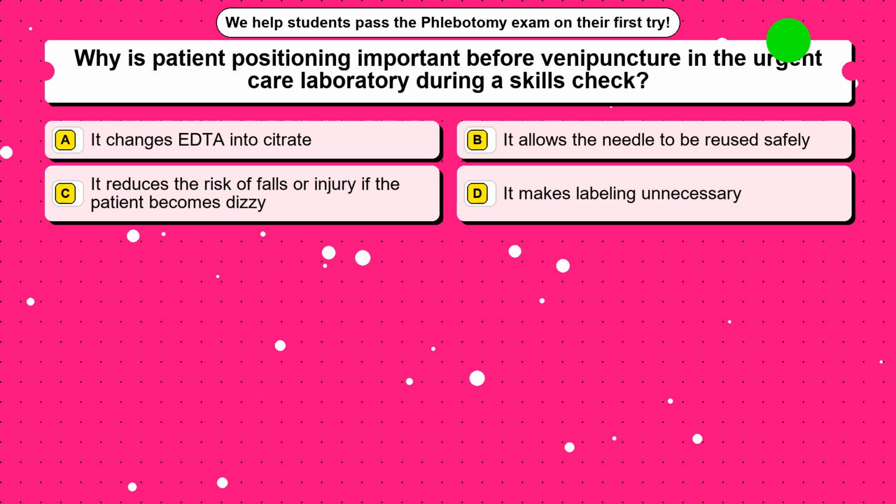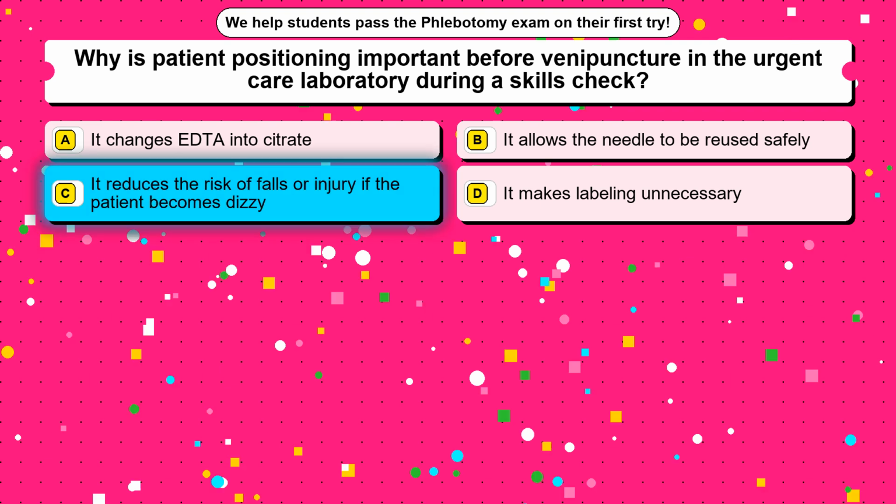Question 63. Why is patient positioning important before venipuncture in the urgent care laboratory during a skills check? Option A. It changes EDTA into citrate. Option B. It allows the needle to be reused safely. Option C. It reduces the risk of falls or injury if the patient becomes dizzy. Option D. It makes labeling unnecessary.